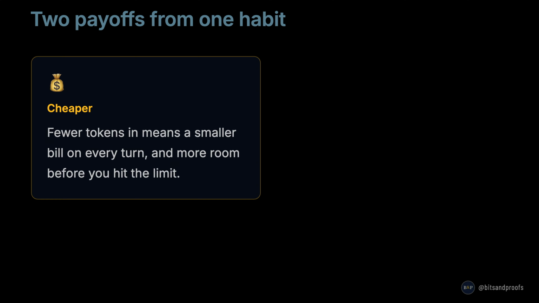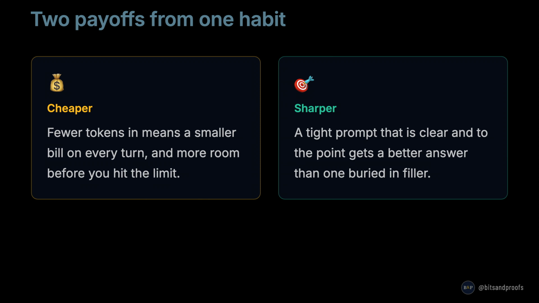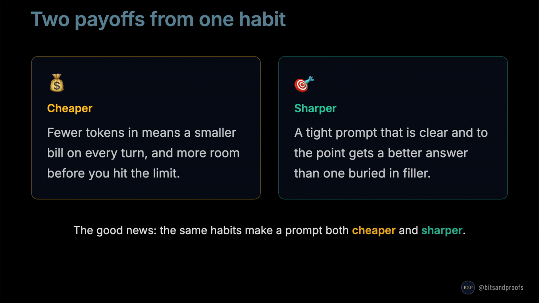And here is the good part. Trimming your prompt gives you two things at once. The first is cheaper. Fewer tokens going in means a smaller bill on every turn and more room before you hit the context limit. The second is sharper. A tight prompt, clear and to the point, gets a better answer than one buried in filler. So here is the good news. The same habits that make a prompt cheaper also make it sharper. You do not have to trade one for the other. Let's go through 7 of them.